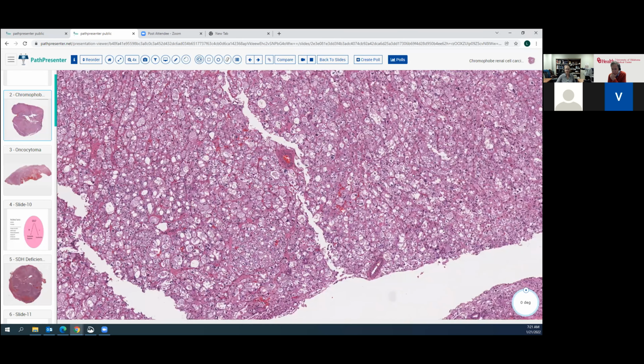I think that concludes oncocytoma. Does anyone have any questions? I guess we'll move on to the next slide.